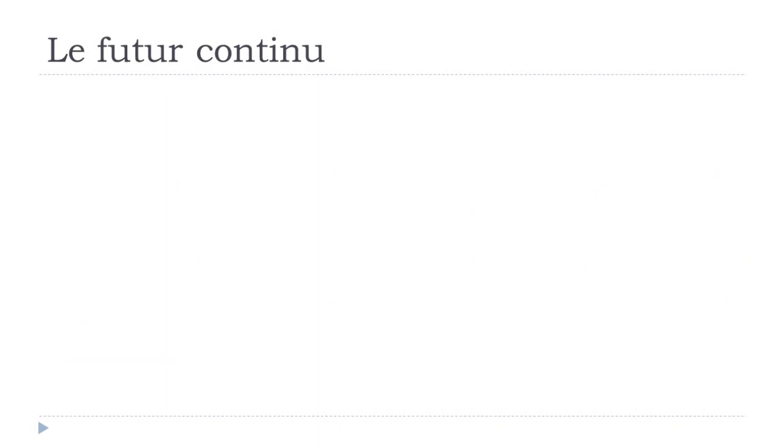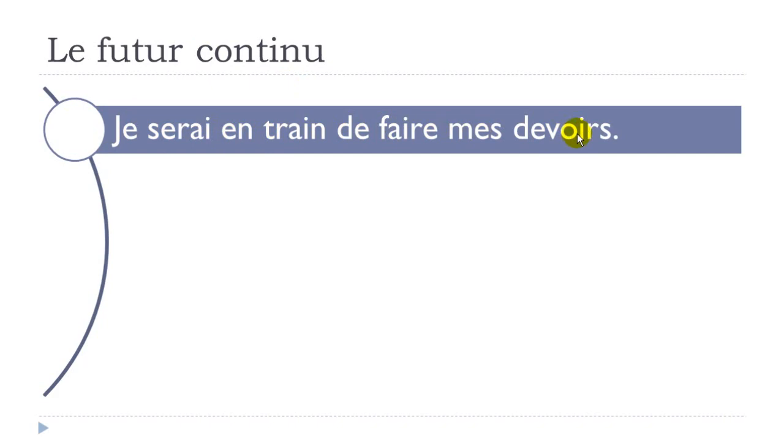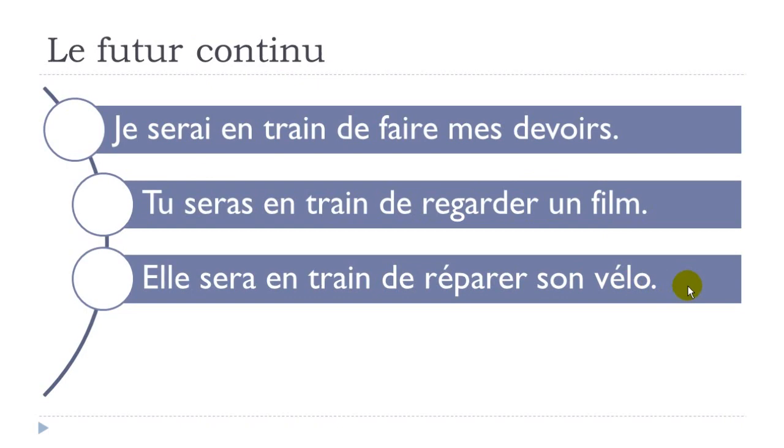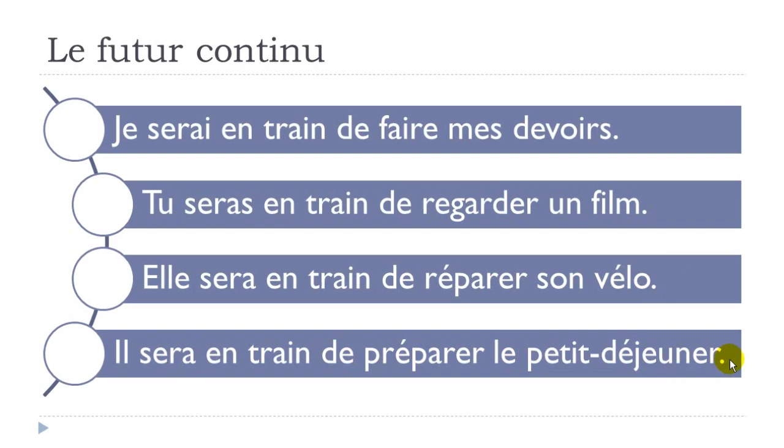Okay, same example, same sentences, so je serai en train de faire mes devoirs. Tu seras en train de regarder un film. Elle sera en train de réparer son vélo. Il sera en train de préparer le petit déjeuner. Okay, so as you can see, the only thing that will change here is the verb être. So it should be at the future simple form. So the real future. Okay, here, here, and here.